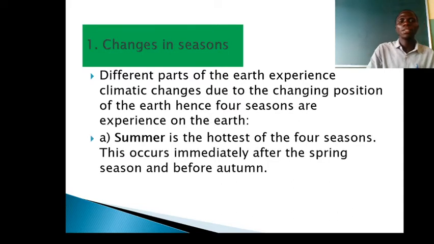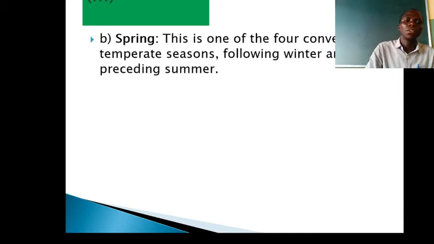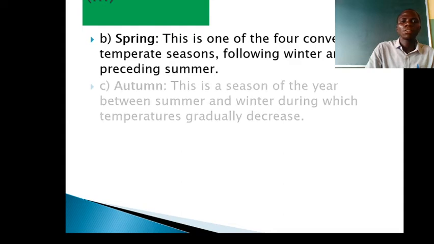The first season is summer. Do you know summer? Summer is the hottest season among the 4 seasons experienced on the earth throughout the year. It occurs between spring and autumn. It is characterized by high temperature on the earth. Let us continue with the second season, spring. Spring is one of the 4 seasons, and it is located between winter and summer.